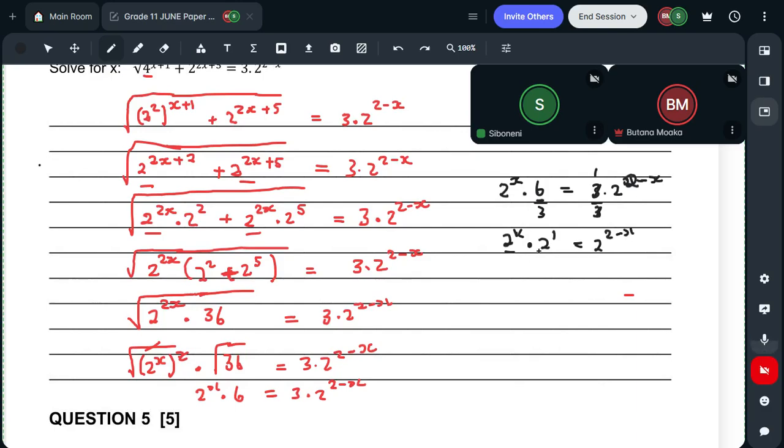So this side, the bases are the same. I can add the exponents. And then this is 2 to the power 2 minus x. The bases are equal. This tells you that also the exponents are equal. I can equate the exponents. You understand? Are you still with me? Yes. Just give me a second.